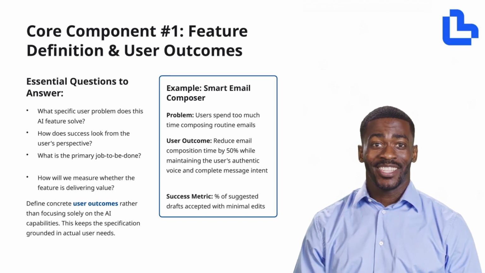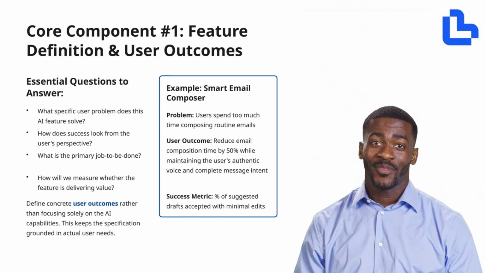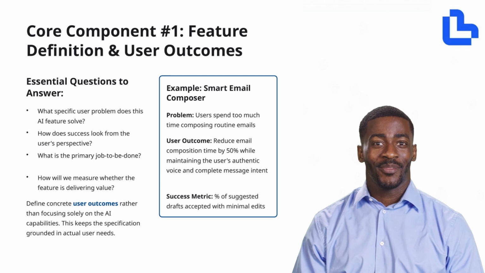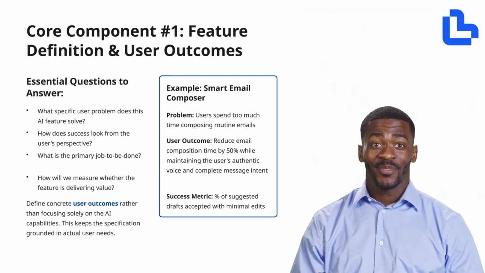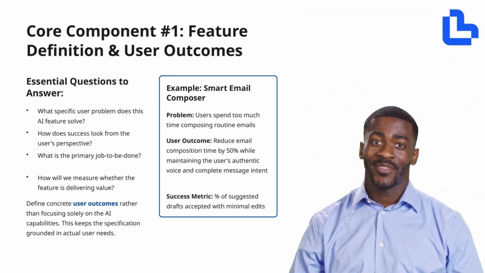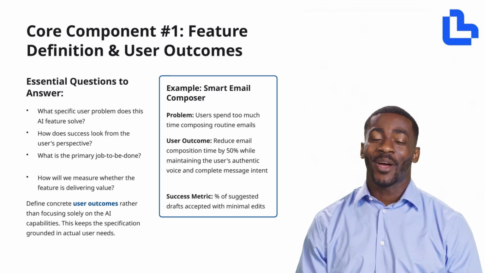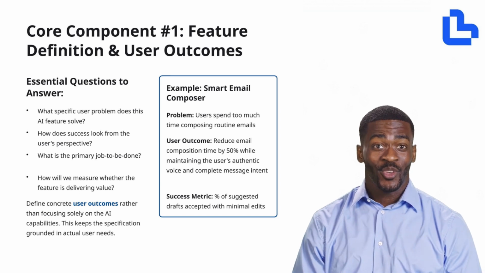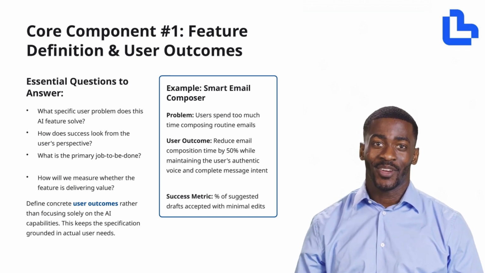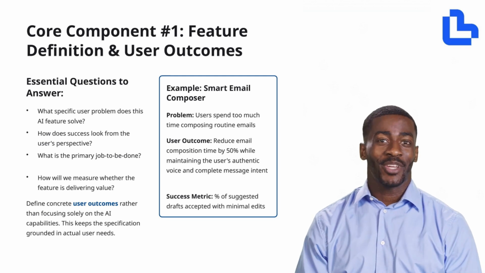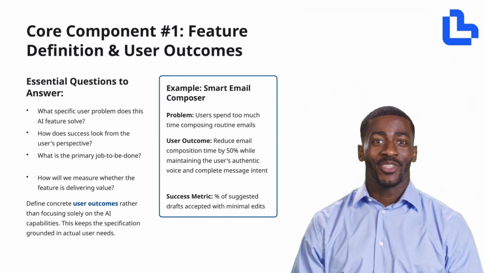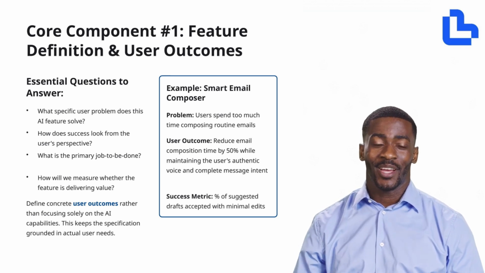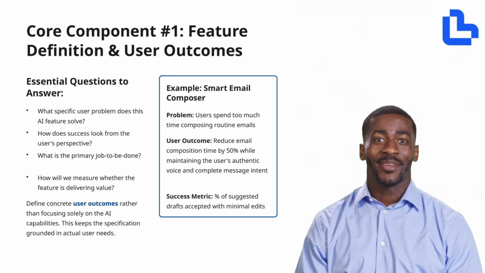For example, let's say we're building a smart email composer. The problem we're solving is that users spend too much time writing routine emails. The desired outcome? Reduce email composition time by 50% while maintaining the user's authentic voice and message intent. That's a clear, user-centered goal. And how do we measure success? One possible metric is the percentage of suggested drafts that users accept with minimal edits. That gives us a tangible way to evaluate whether the feature is working as intended.